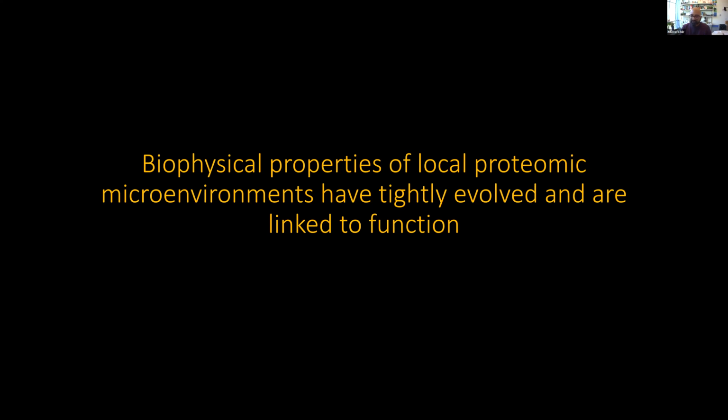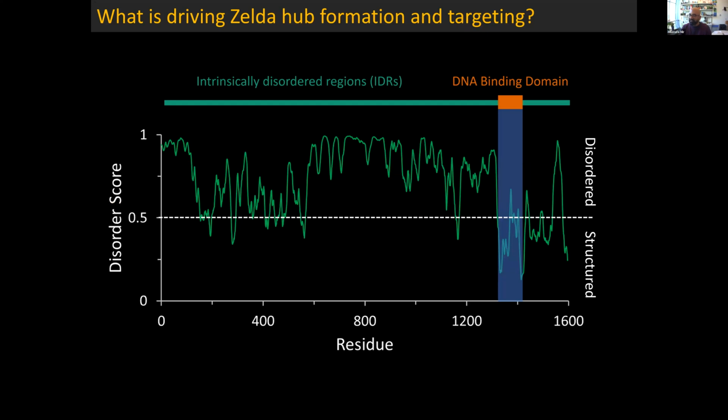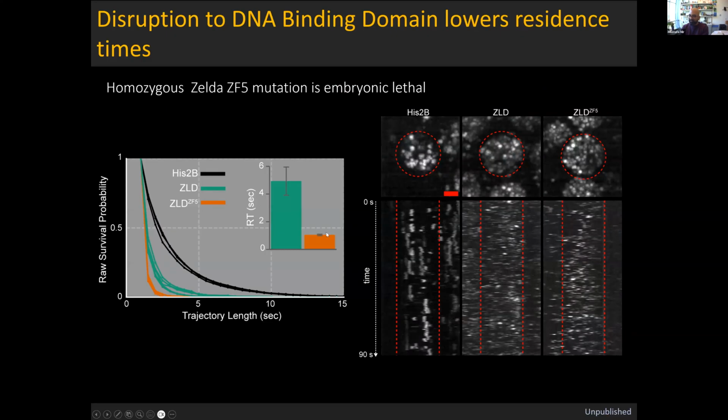Now, in the lab, we're beginning to address what is driving this hub formation at different target sites. And we returned to Zelda to answer this question. What we did first is posit, because of a lot of reports in the literature, that the intrinsically disordered regions, the unstructured parts of the protein, actually play a big role in the targeting. So we mutate the DNA binding domain and see what the rest of the protein does. As expected, when you mutate the DNA binding domain, first, the stability of the protein on DNA goes down. If you look at the residence time, it goes from that 5 seconds down to 1 to 2 seconds. And this protein kills the embryo.